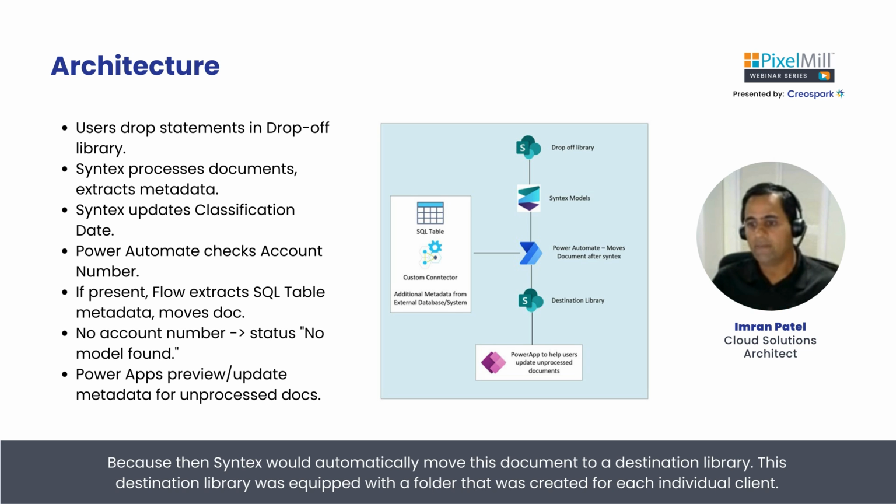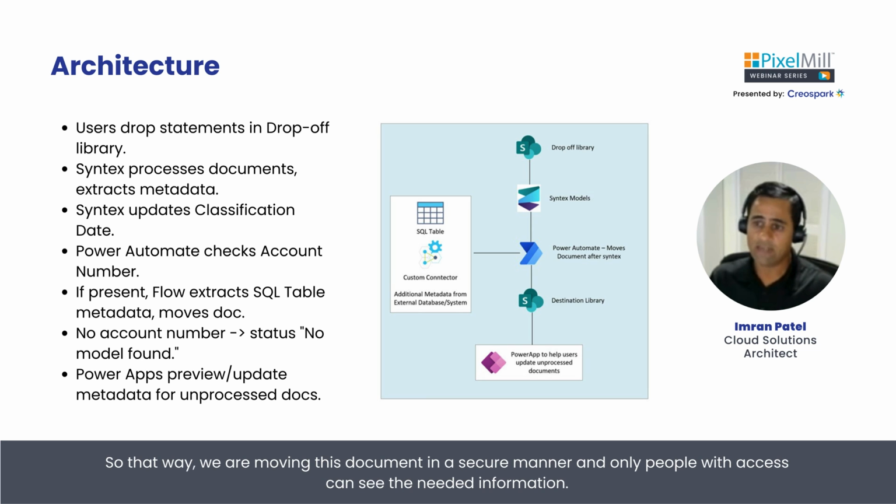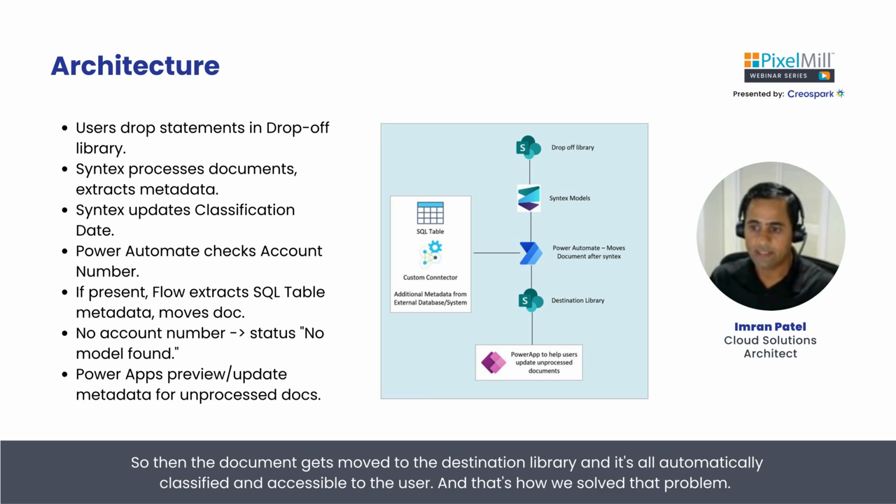It would automatically move this document to a destination library. This destination library has a folder already created for each client. Those folders had already been set up with appropriate permissions, so only people who need access to that client's documents have access to that folder. That way we are moving this document in a secure manner, and only people with access can see that information. So the document gets moved to the destination library, and it's all automatically classified and accessible to the users. That's how we solved that problem.